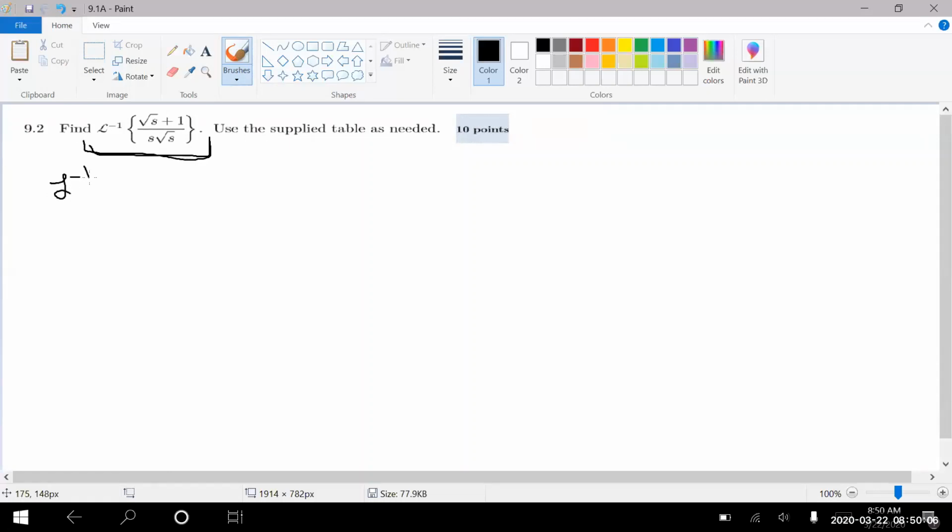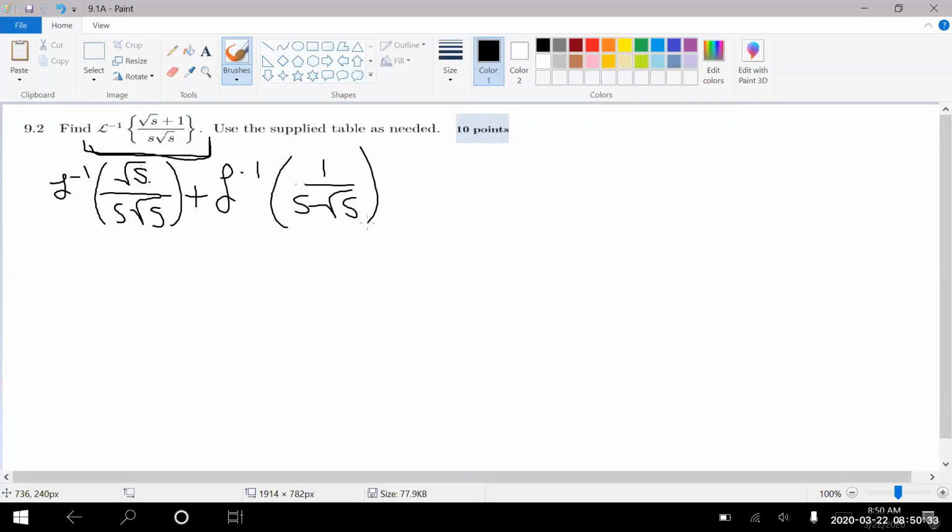So I have the inverse Laplace transform of the square root of s over s times the square root of s, and then plus the inverse Laplace transform of 1 over s times the square root of s. That's an s. I don't know why I've been doing that. That's the second time this morning I saw an s and thought it was a 2.